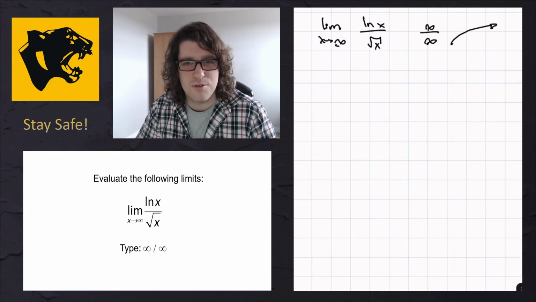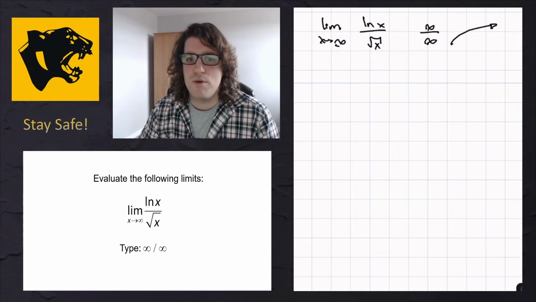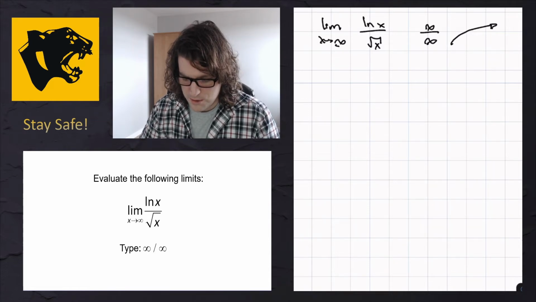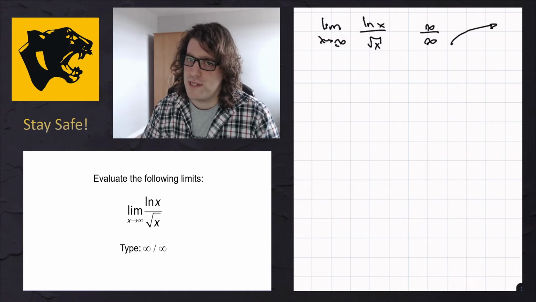It's not telling me that the answer is 1. It might be, but we don't know that yet. What we do know is that this is an indeterminate form. So what we're going to do is say infinity over infinity. That's one of the L'Hopital's rule things.